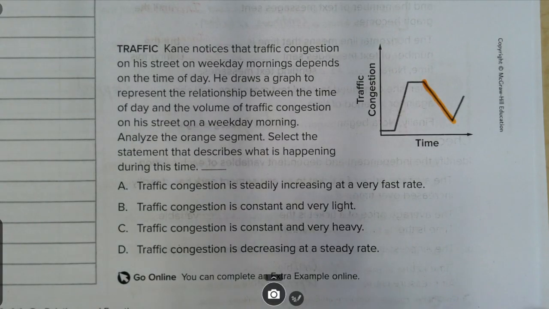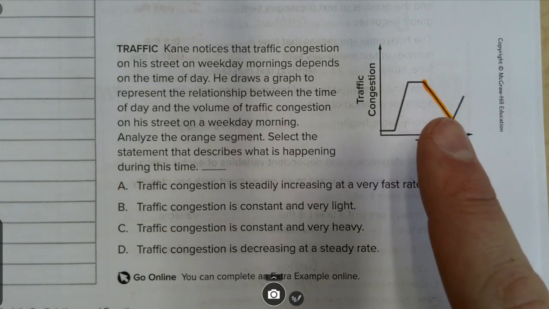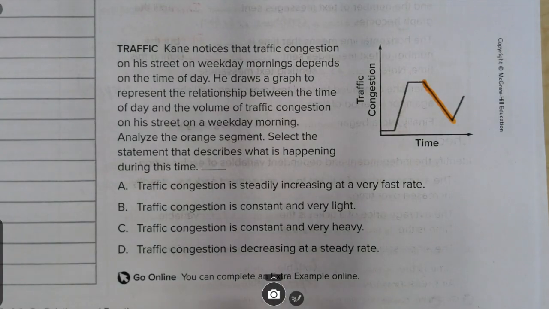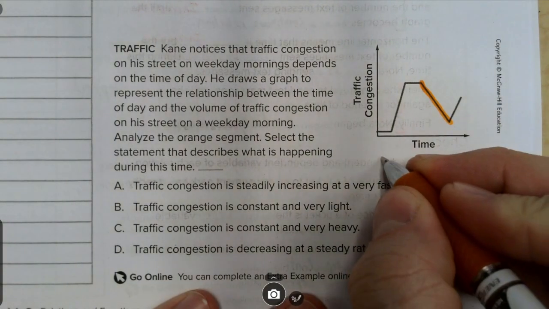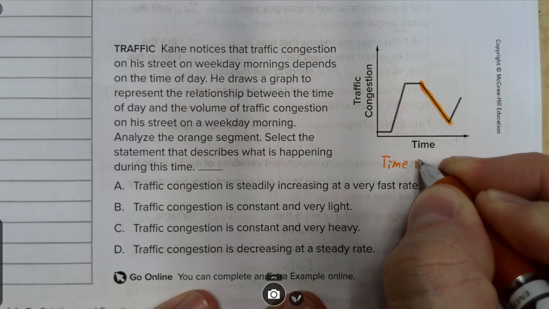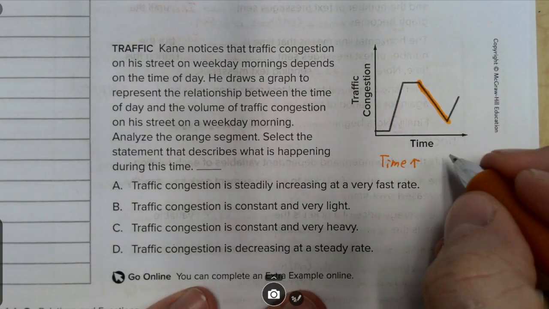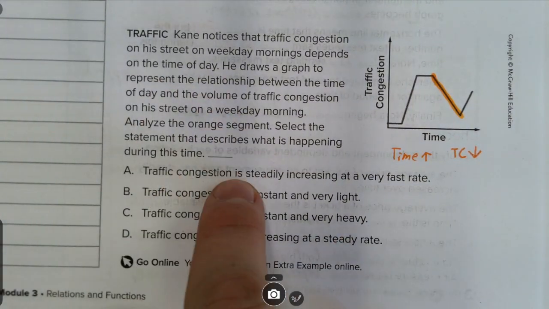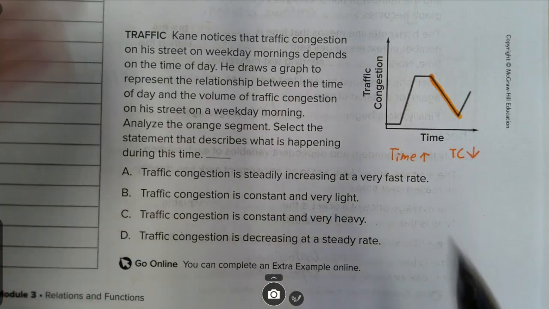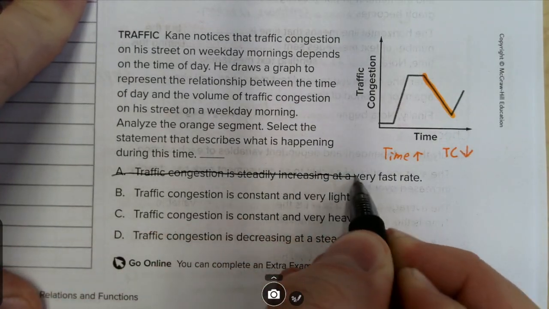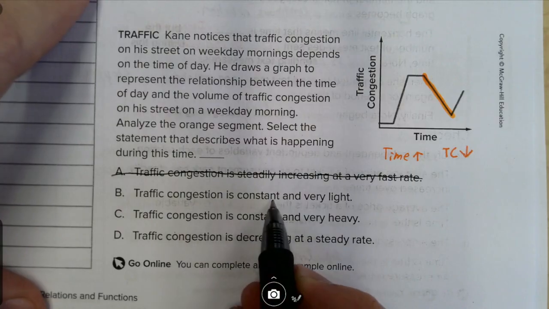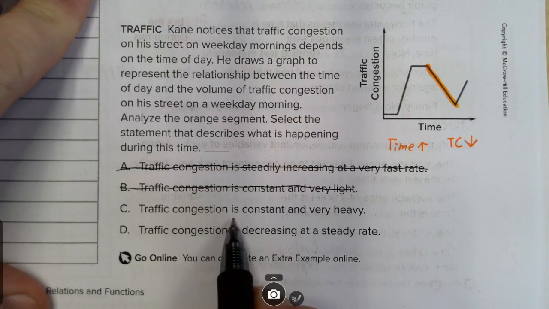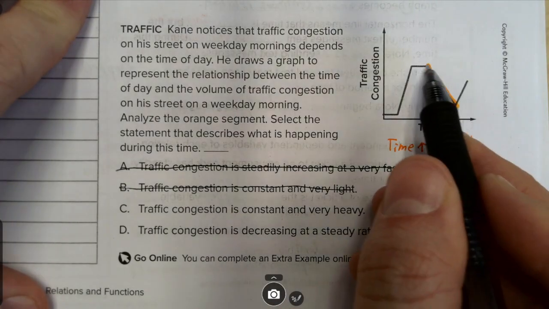All right, let's see. So what we see here is that as time increases, the congestion goes down. So we're looking for an answer where time is going up and traffic congestion is going down. Traffic congestion is steadily increasing. Nope, we need it decreasing. Traffic congestion is constant. No, that's constant. Traffic congestion is constant and very heavy. No, that's up here.